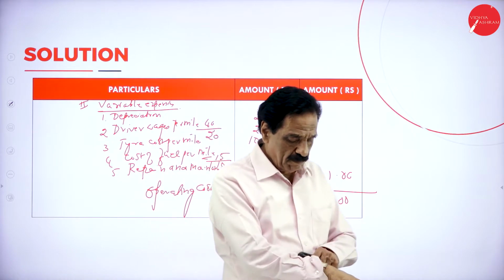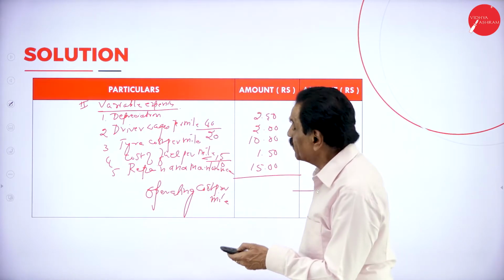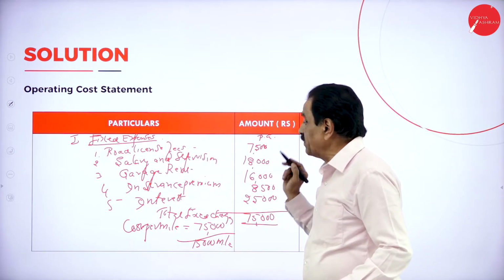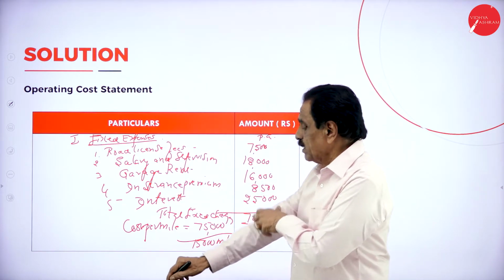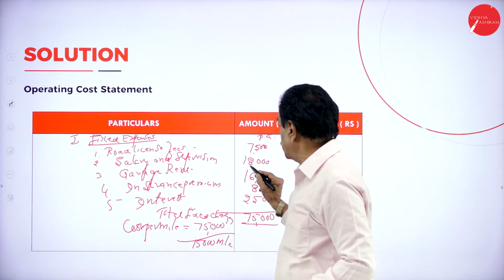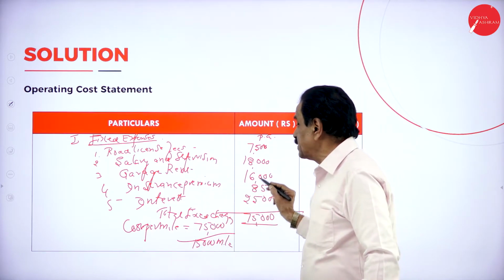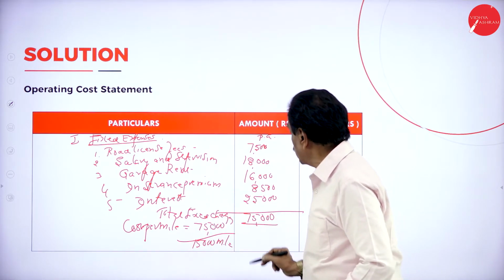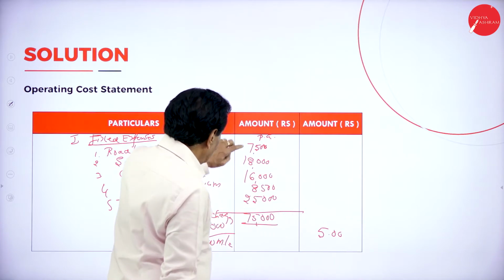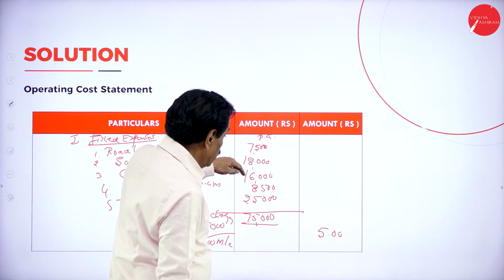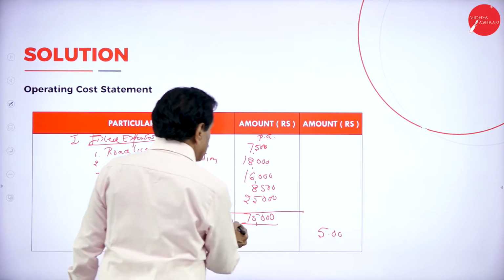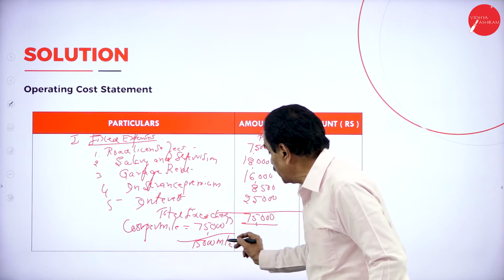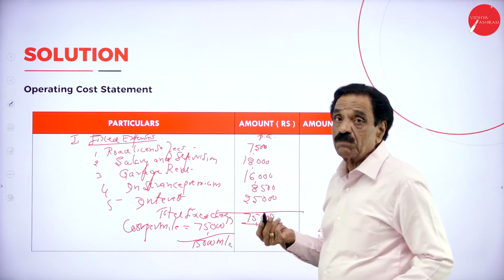Operating cost per mile. If you want, I can repeat. These are all the fixed expenses. Road license fee 7,500. Salary of the supervisor is 18,000. Garage rent 16,000. Insurance premium 8,500. Interest 25,000. If you add, it will come to 75,000, divided by 15,000 miles. If you divide, 5 rupees per mile.